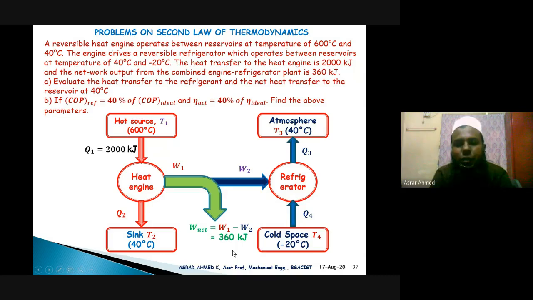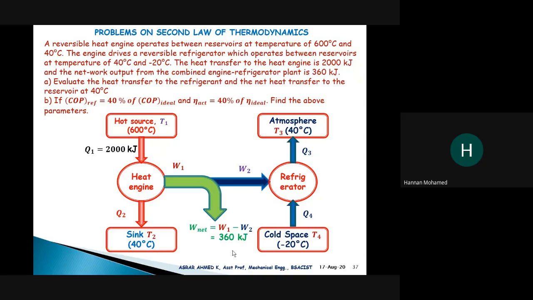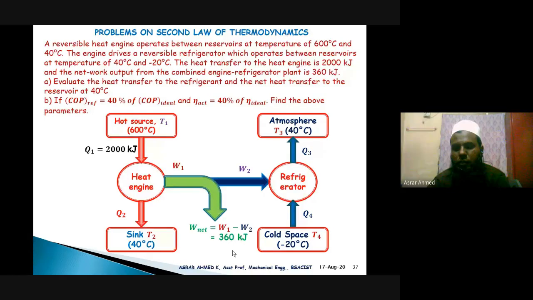Have you understood the question? Any clarification in the question? Any doubt in the question? Clear, sir. Clear, sir. Clear, right?